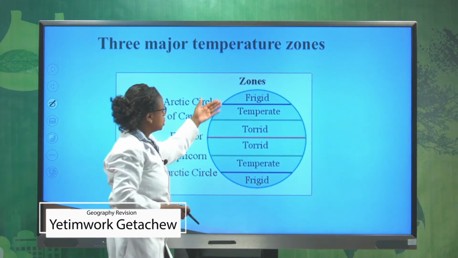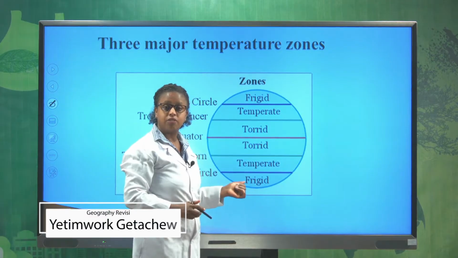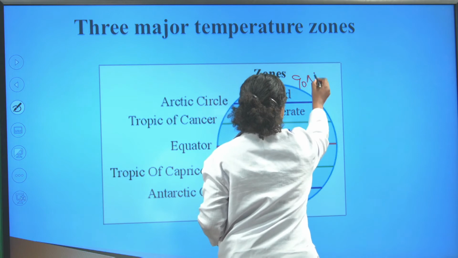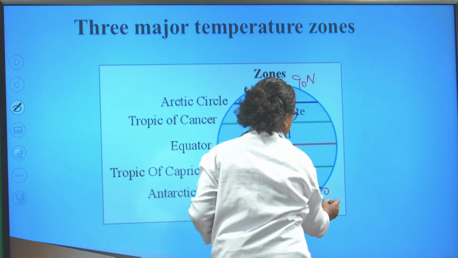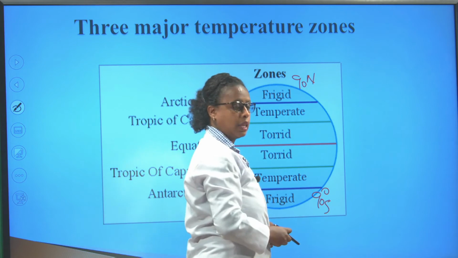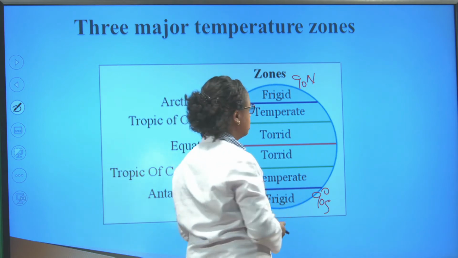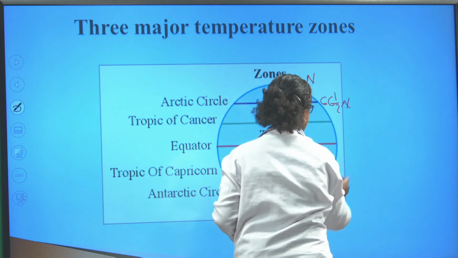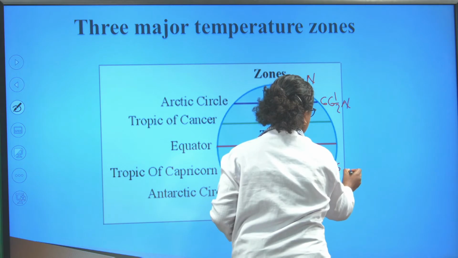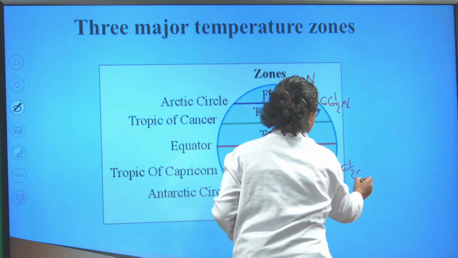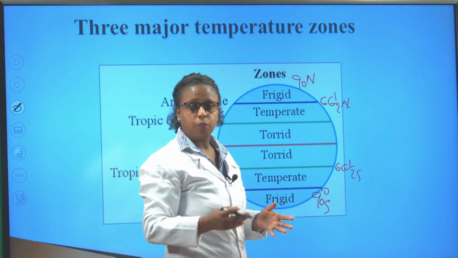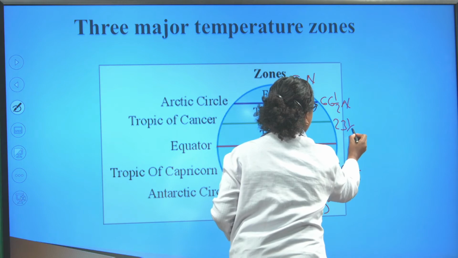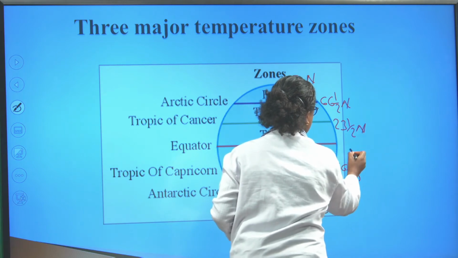The 2 polar regions, north and south, are known as the frigid zone, located at 90 degrees north and south. The temperate zone is located at 66.5 degrees north and south. The torrid or the tropical hot zone is located at 23.5 degrees north and south.